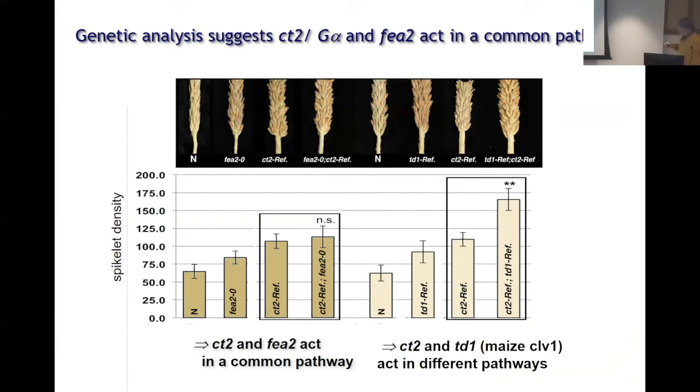Now we did something that serves as a control experiment, a double mutant with TD1, which is a different maize CLAVATA receptor, maize CLAVATA 1. Here we see an additive phenotype, and this suggests that CT2 and TD1 are in different pathways, right? They're acting in parallel.